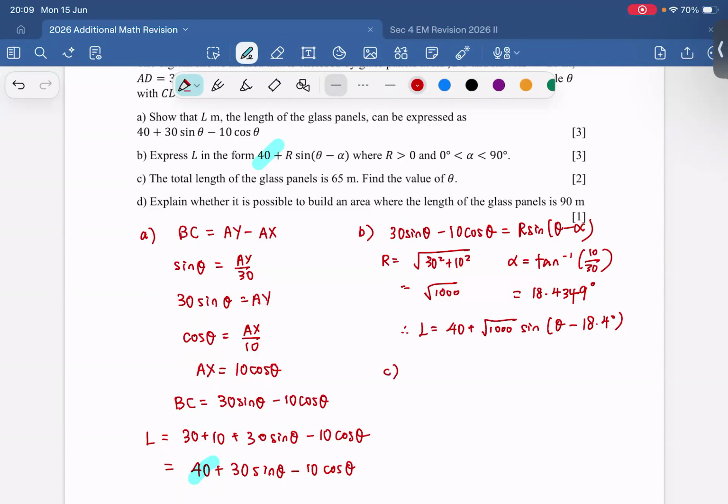Part C, the total length of the glass panel is 65 meters. Find the value of theta. So now they are telling you that your L now is 65. So what do you do? You put 65 inside the equation and you solve for your theta. So now the alpha that you use, please do not use your 18.4. Use more significant figures. So first thing, subtract the 40. Divide by the square root of 1000.